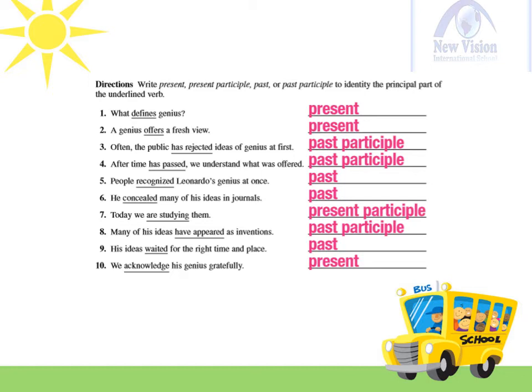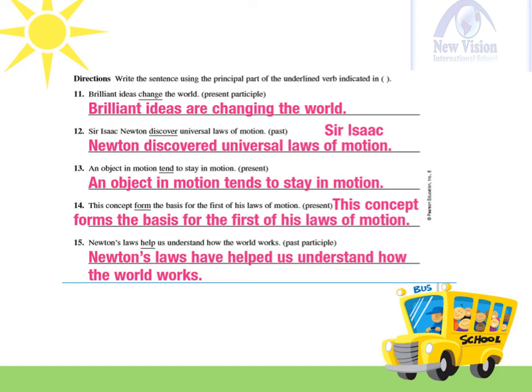Number 9. His ideas waited for the right time and place. Underlined word, waited, past. And lastly, we acknowledge his genius gratefully. Underlined word, acknowledge. Answer, present. Write the sentence using the principal part of the underlined verb indicated in parentheses. Please check the answers from numbers 11 to 15.